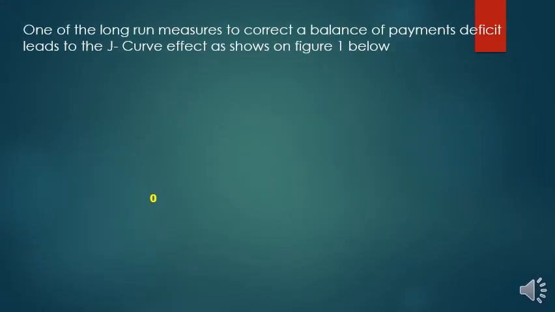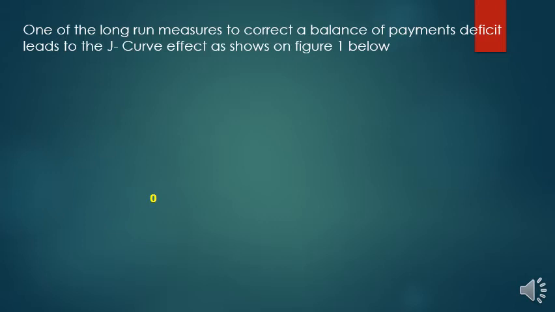Now the question says, one of the long run measures to correct a balance of payment deficit leads to the J curve effect as shown on figure 1 below. But guys, I want you to understand the J curve, because the curve that I'm going to be presenting now actually is the J curve. Yes, and the graph represents the J curve, and that is what, if they ask you in the exams to draw, you will be drawing.